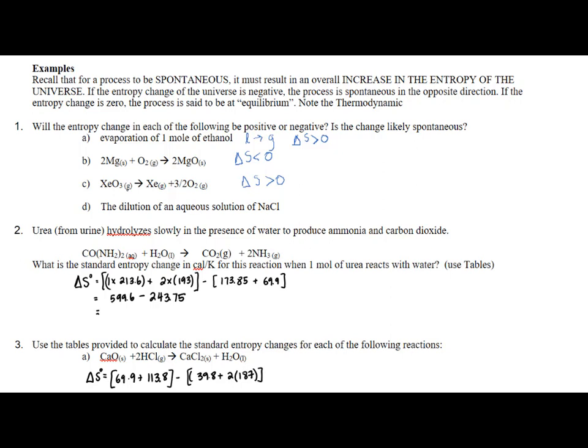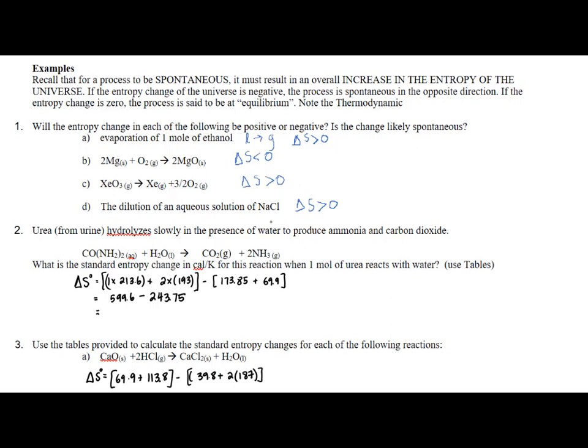In this last one here, we've got the dilution of an aqueous solution of sodium chloride. So it doesn't really matter what the initial and final concentrations are here. If we're diluting something, that's going to have more ways of organizing the ions in that bigger space. So the sodium chloride that's in there now has more options for how it can be organized. So we predict that to be an increase in entropy.